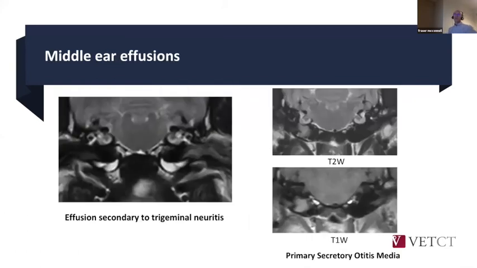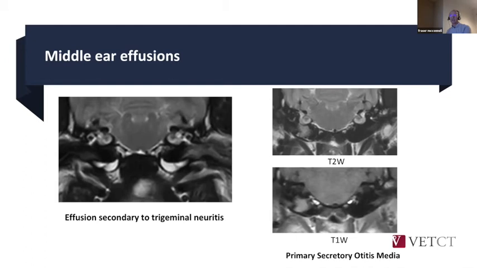However, it's important that we recognise that we commonly see abnormalities in the middle ear on cross-sectional imaging, and so there's lots of other potential causes of fluid or tissue in the middle ear, which can give us a diagnostic dilemma when we have peripheral vestibular disease as a neurolocalization. So some examples would be effusion secondary to trigeminal nerve disease. So we can have abnormal function of the tensor veli palatini muscle affecting drainage of the middle ears. Extremely commonly in our brachycephalic dogs, we'll see primary secretory otitis media.